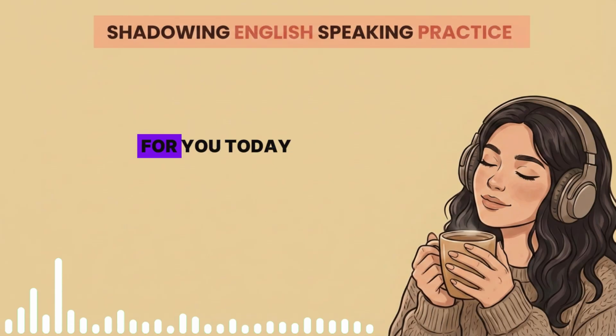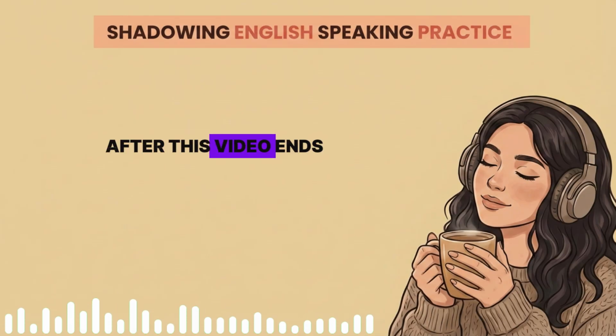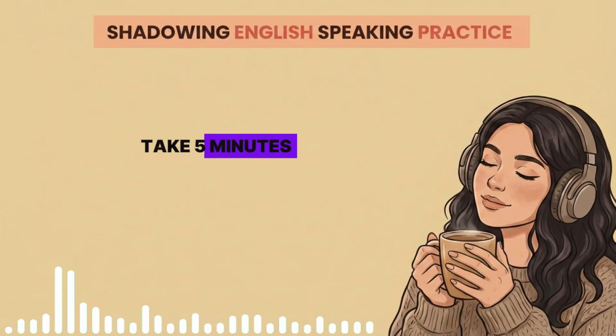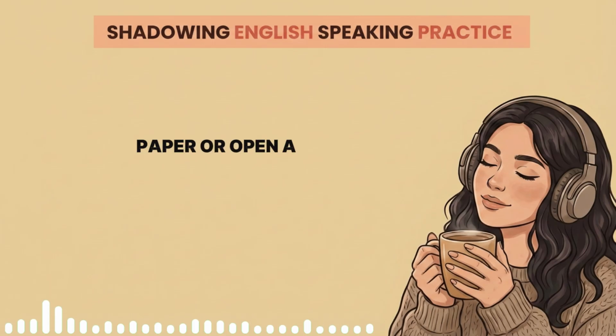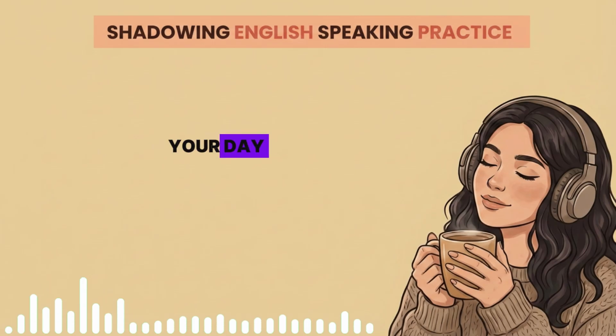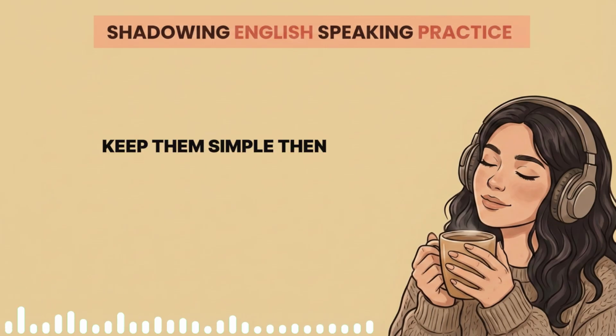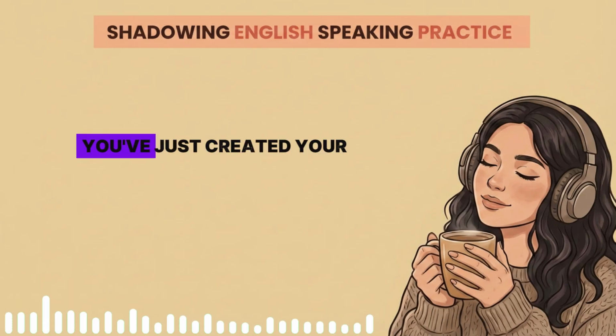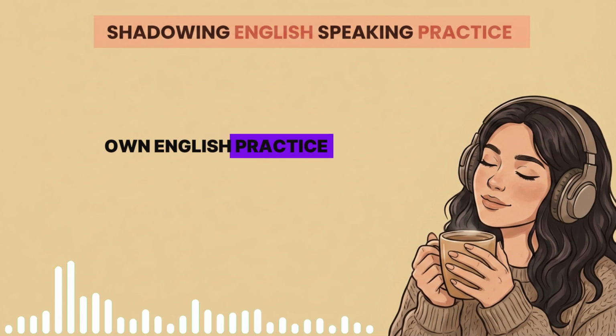So, here's my wish for you today. After this video ends, take 5 minutes. Grab a pen and paper or open a note on your phone. Write 5 sentences about your day. Keep them simple. Then read them out loud. You've just created your own English practice.